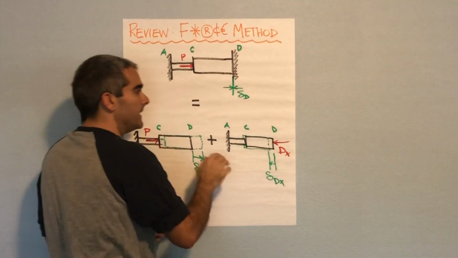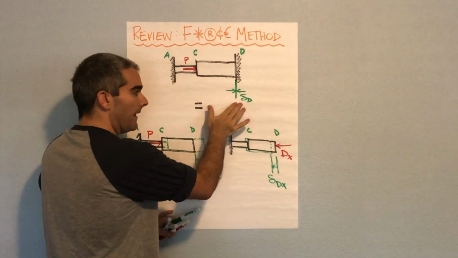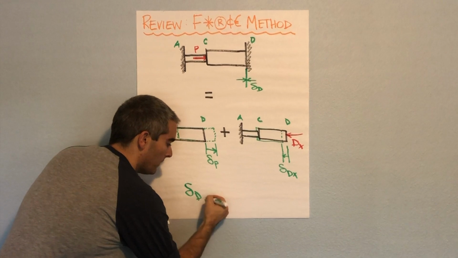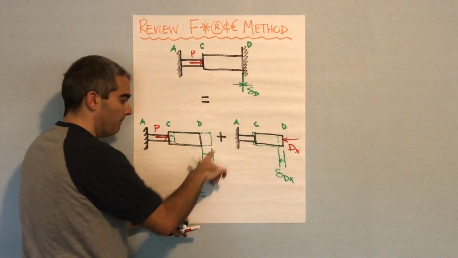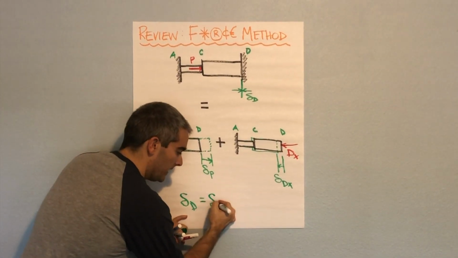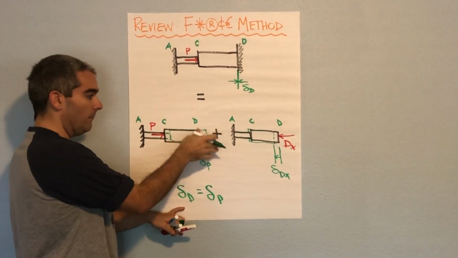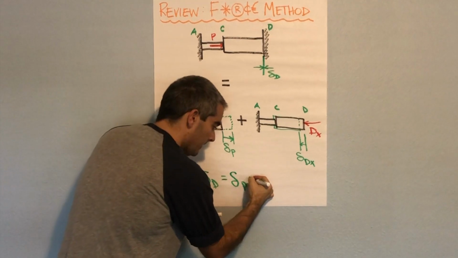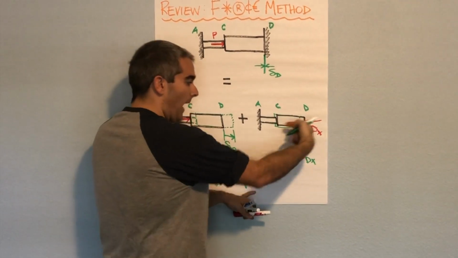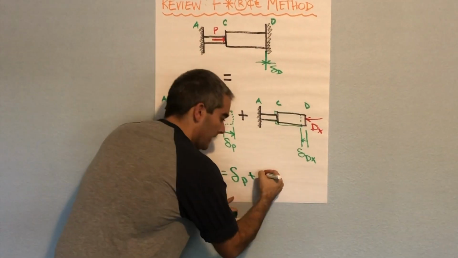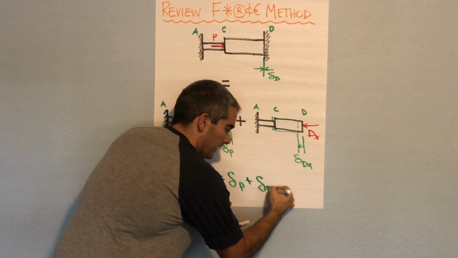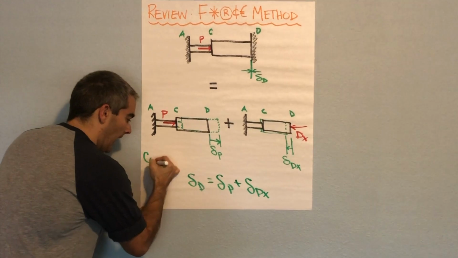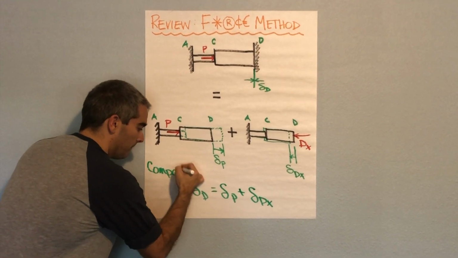Now in this case, delta D is 0, but regardless, we'll say that the total deflection at D, delta D, is equal to the deflection due to the load P when I imaginarily remove that wall, plus the deflection backwards due to the support reaction, delta dx. And then this is what we call our compatibility equation.